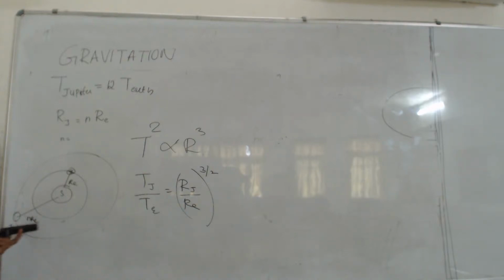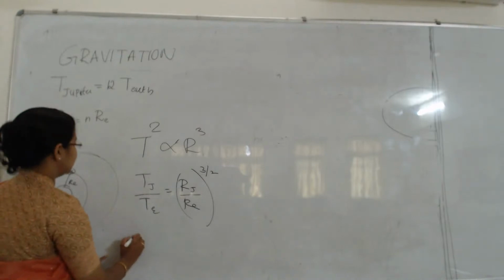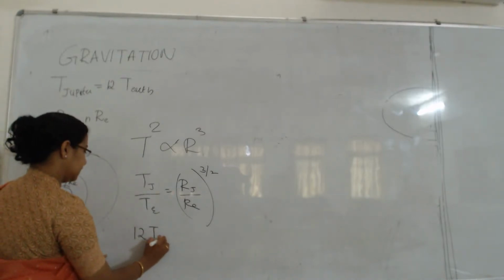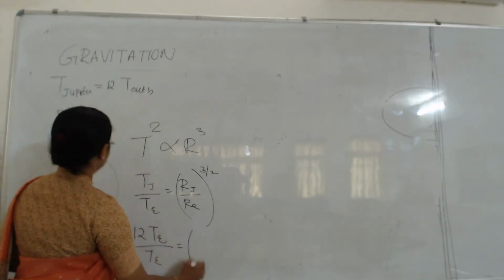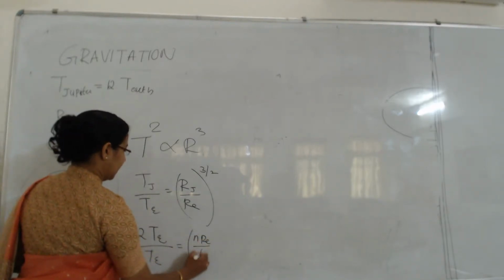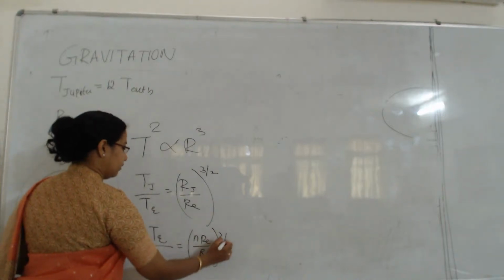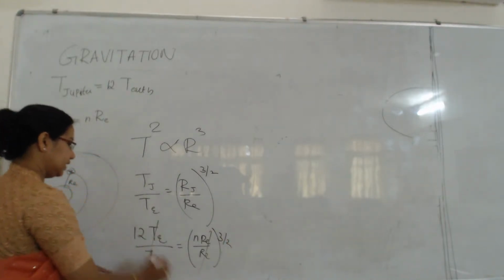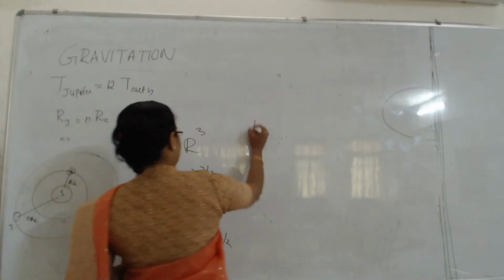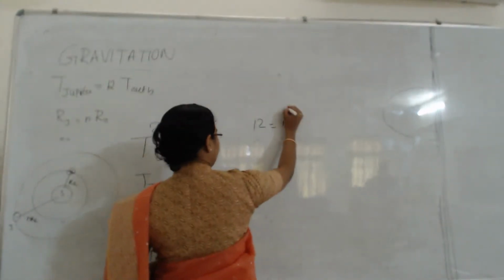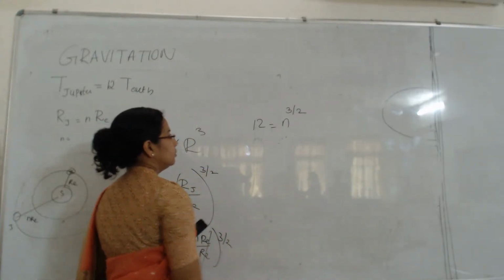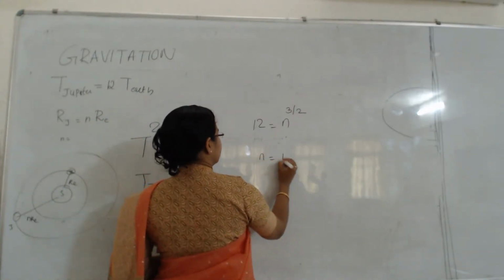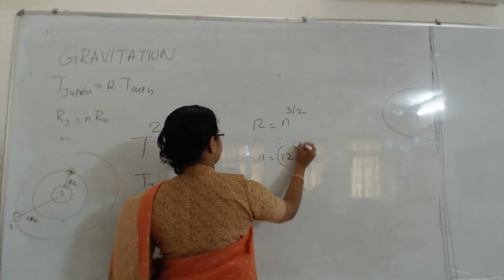Now the thing is simple, they are asking the value of n only. So we can write T Jupiter is 12 times T Earth, by T Earth, is equal to Rj is n times Re by Re, the whole to the power of 3 by 2. Re, Re, Te, Te cancel. 12 is equal to n to the power of 3 by 2. So we can write n is equal to 12 to the power of 2 by 3.